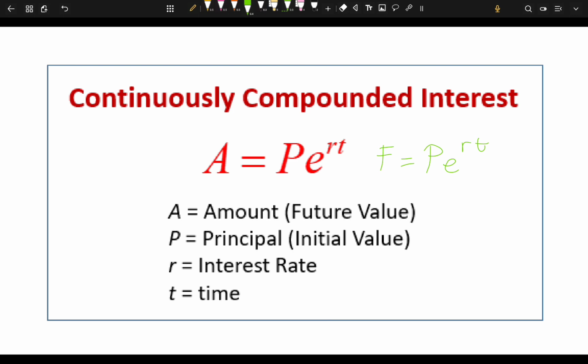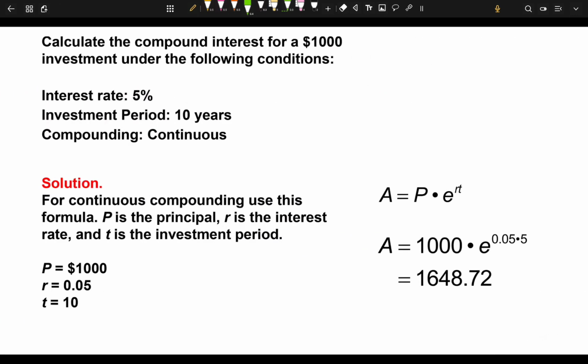Yan. So ito yung example natin. Calculate the compound interest for $1,000 investment under the following condition. So, interest rate is 5%, investment period 10 years, and compounding continuous. So, with the given principal natin is 1,000, rate natin is 0.05, and yung T natin is 10. So, having the formula for continuous compound interest, we have A is equals to P times e^(rt).